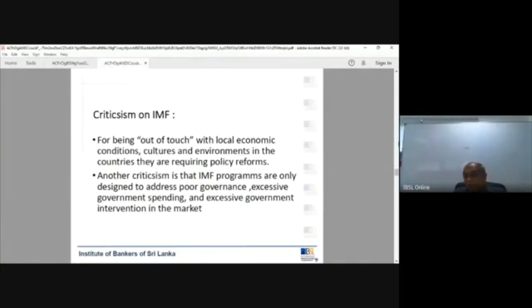One of the criticisms of the IMF is that they've been out of touch with local economic conditions, cultures, and environments in the countries. They're requiring policy reforms. Right? So they want these countries to have policy reforms. That is one of the criticisms.